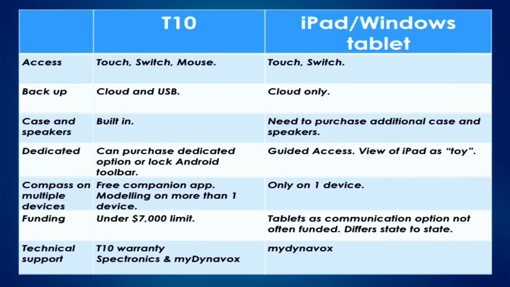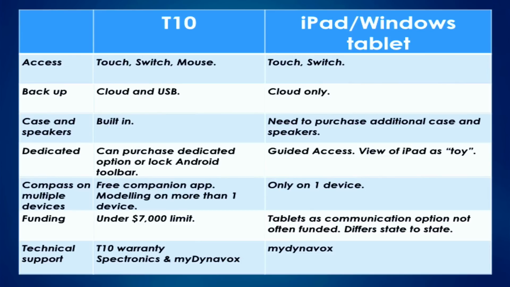One of the things is access methods. You have more available to you when you're using the T10 device. So I mentioned earlier that you can use mouse, head mouse, or plug in a mouse as access methods, whereas you're restricted with that with the iPad. Perhaps not the Windows tablet. I think you could also use mouse with that.